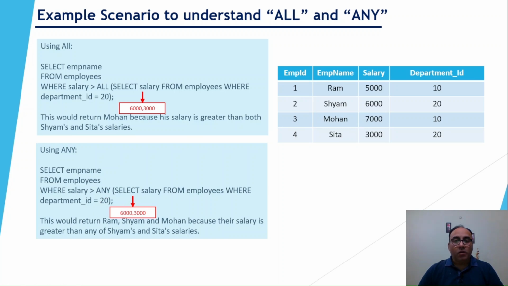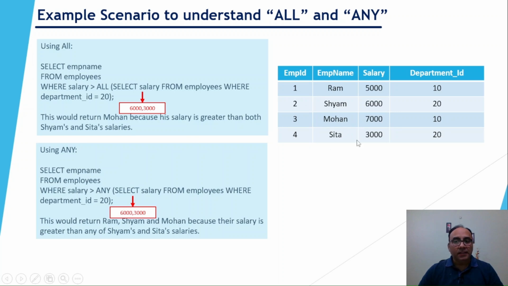Now let's look at the table again. The very first row has salary 5,000. This is going to be satisfied because the salary is greater than 3,000. Then Shyam's salary, 6,000, is also greater than 3,000, so this will also come in our result set. Then Mohan's salary, 7,000, is also greater than both of these salaries, so this row will also come in our result set.